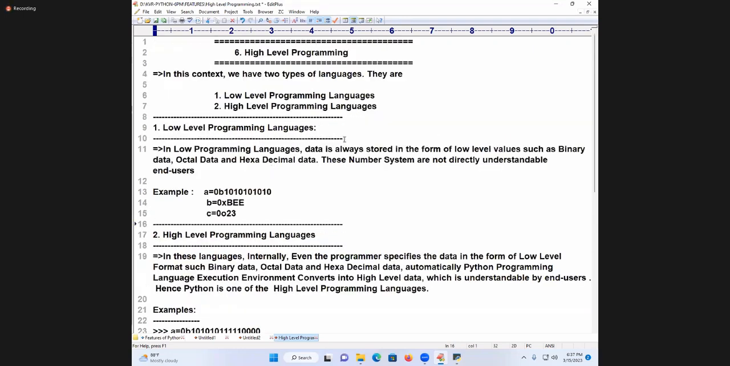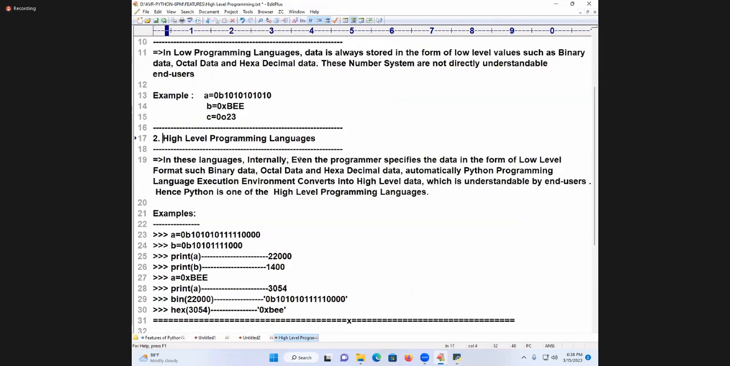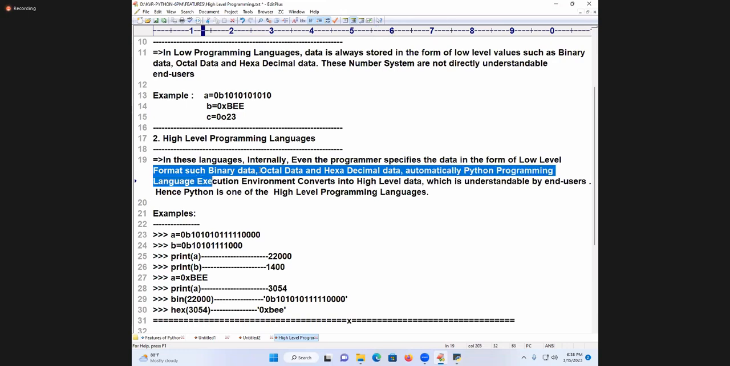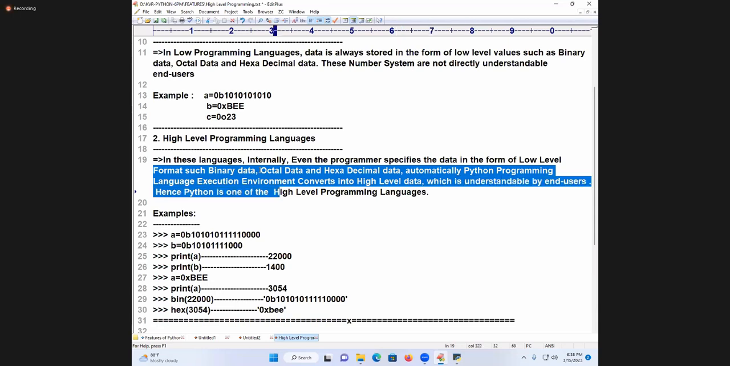Right. Now, please read out high level language. In these languages, even if the programmer specifies the data in the form of low level format, such as binary, octal, hexadecimal data, the Python programming language execution environment converts it into high level data, which is understandable by end users. Hence, Python is a high level programming language.